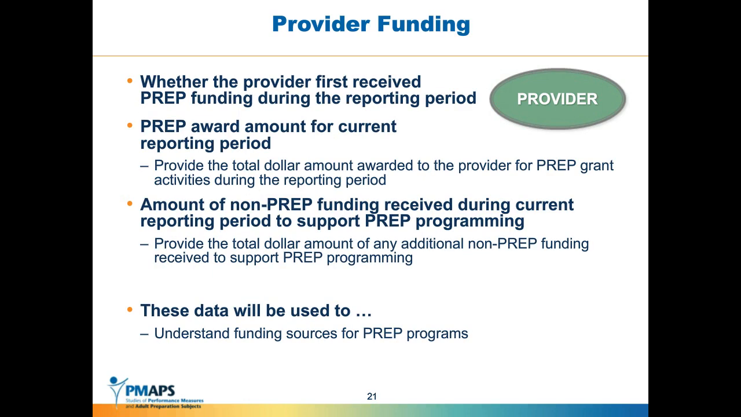Let's first discuss the funding measures at the provider level. You will report whether the provider first received PREP funding during the reporting period. You will also provide information on the total dollar amount awarded to the provider for PREP grant activities during the reporting period, and the amount of any additional non-PREP funding received to support PREP programming. Taken together, these data will be used to understand the mix of funding sources for the PREP programs.